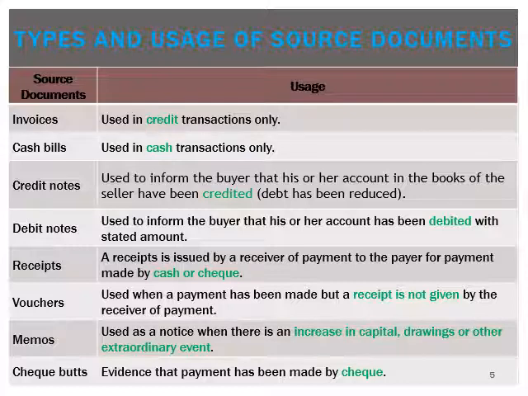Receipts. A receipt is issued by a receiver of payment to the payer for payment made by cash or check. Vouchers, used when a payment has been made but the receipt is not given by the receiver of payment. Memos, used as a notice when there is an increase in capital, drawings, or other extraordinary event. Check butts, evidence that payment has been made by check.